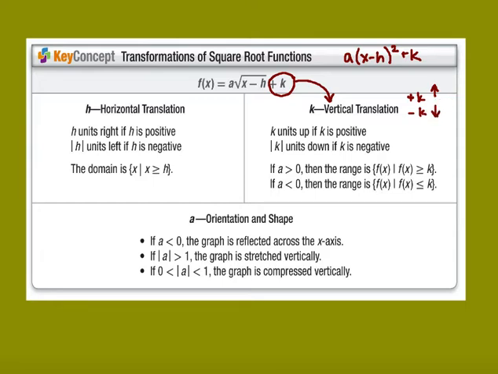Now the h on the inside of the function, remember that it was negative, so it always looks like it does the opposite. If in front of h is negative, if that's a negative h in there, it's actually going to move that graph to the right. If it says positive h in there, it's going to move that graph, and I'm drawing it the wrong way, but it's going to move that graph to the left.